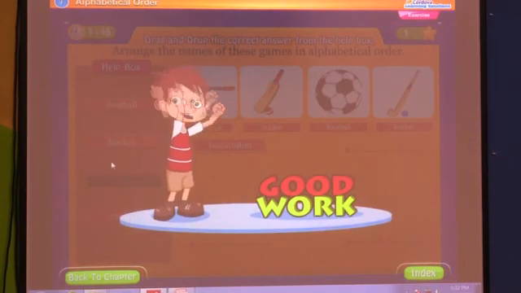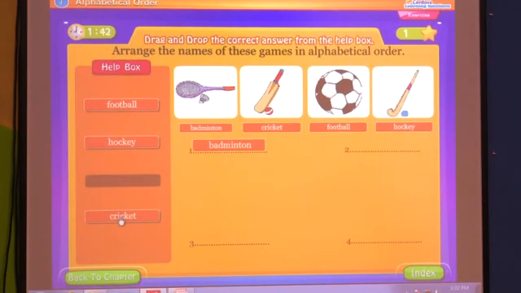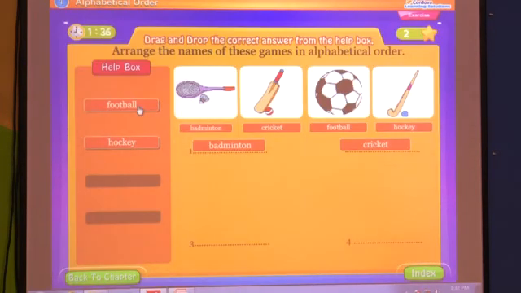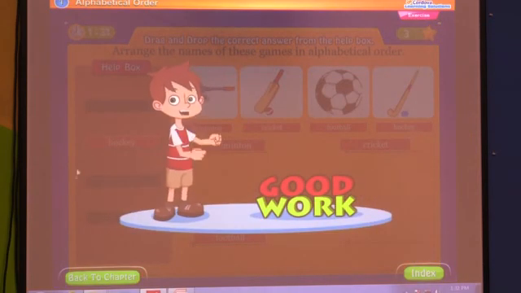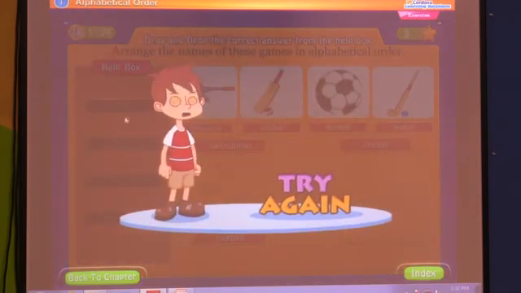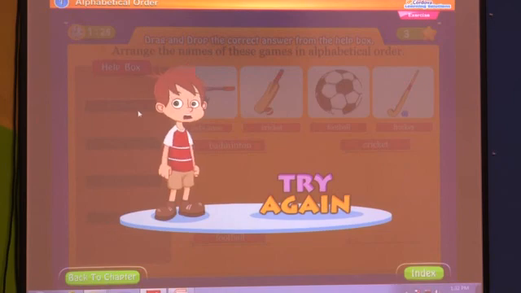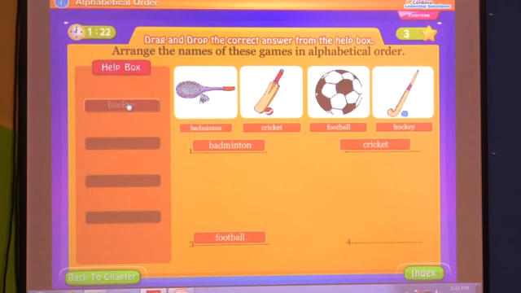Good work. Second one is cricket. Good work. Third one is football. Good work. Try again. And last one is hockey.